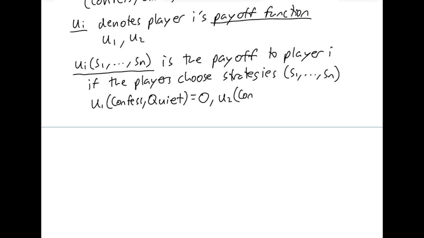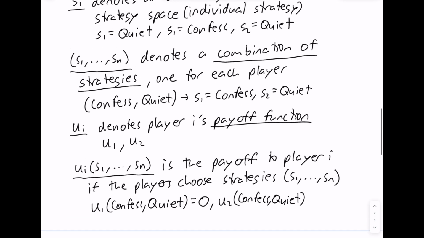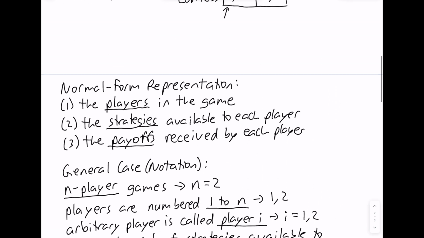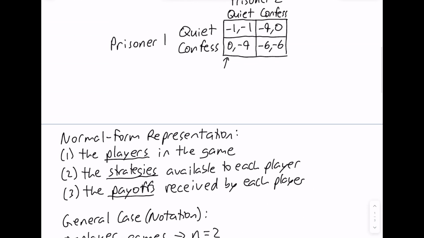U2 of (confess, quiet) would be the payoff to player 2 if player 1 chooses confess and player 2 chooses quiet, which if we look at our bimatrix, it's going to be the number right next to it. It's going to be -9. That's the payoff to player 2 if player 1 chooses confess and player 2 chooses quiet.